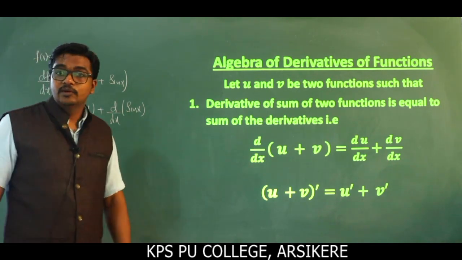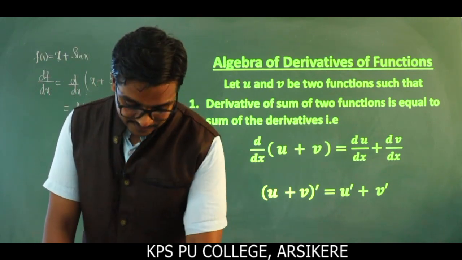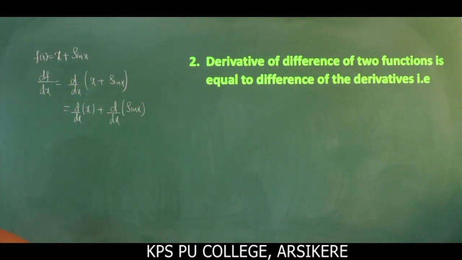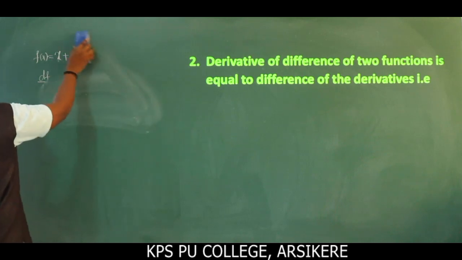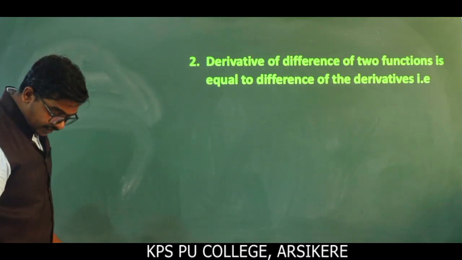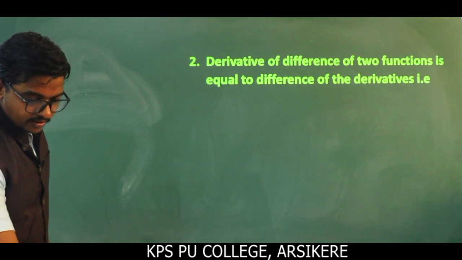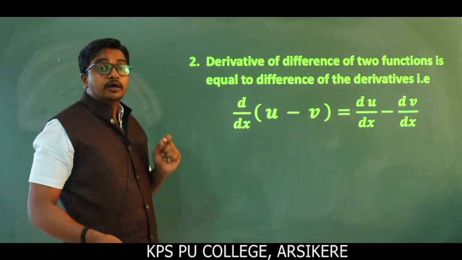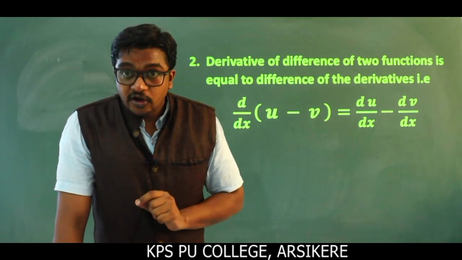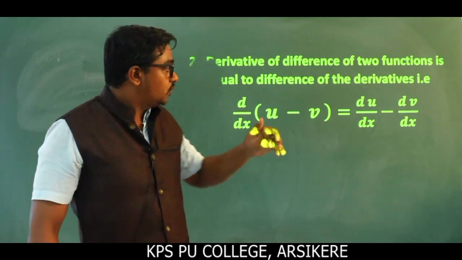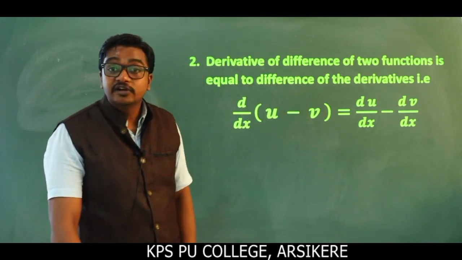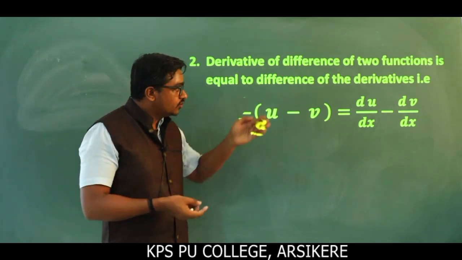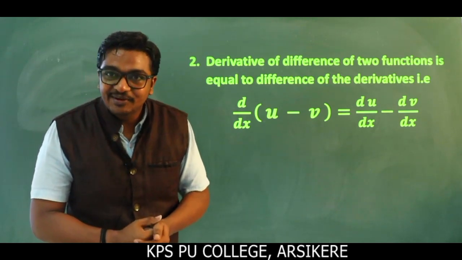Now dear students, we are moving to the next case. Derivative of difference of two functions is equal to difference of the derivatives, difference of corresponding derivatives. Just observe here. What we have, u and v are two functions of x. Then d by dx of u minus v, or differentiation of u minus v, is equal to differentiation of u minus differentiation of v with respect to x. That is, d by dx of u minus v is equal to du by dx minus dv by dx.